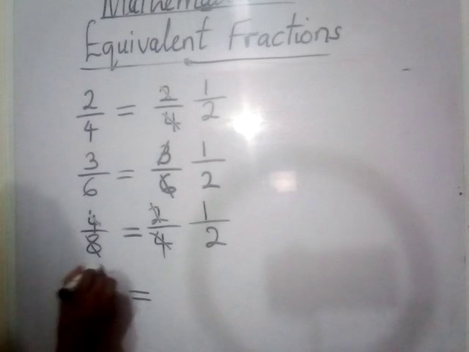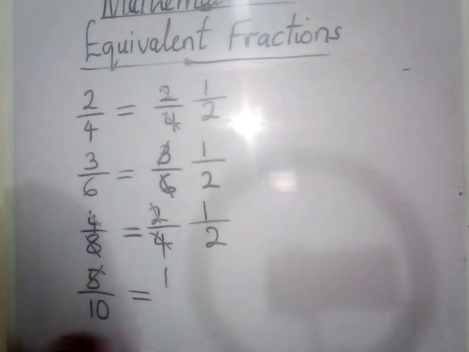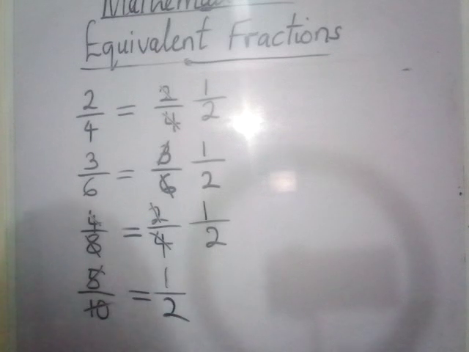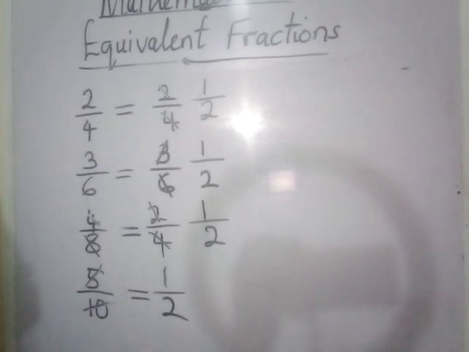So let's use 5. 5 divides 5, that's 1. 5 divides 10, that is 2. So again, we see that 5 out of 10 is an equivalent fraction of 1 over 2, that is half.